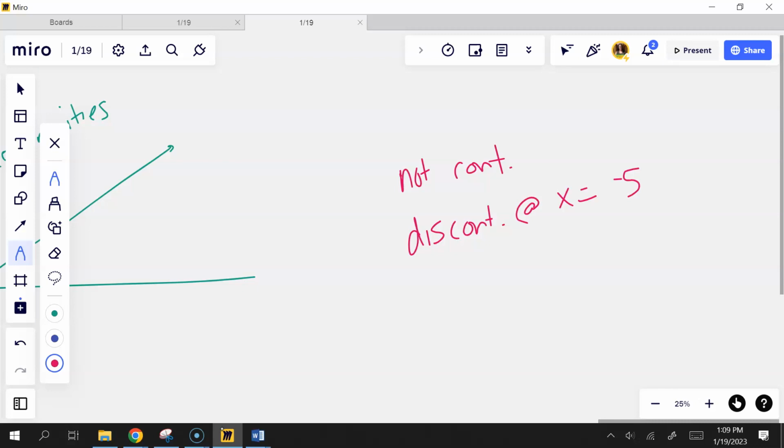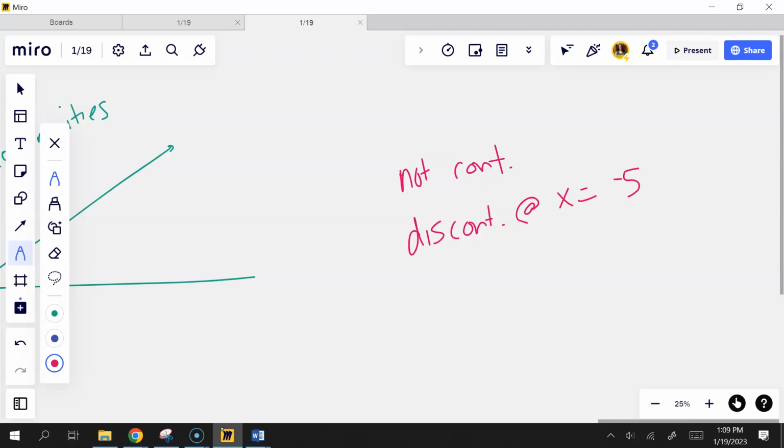Number 4, continuous or nah? Continuous. Why is it continuous? I don't have to pick up my pencil. That's the most basic definition. How about 5? A removable discontinuity or a hole. Yep, because it's a hole at -2. Yep.